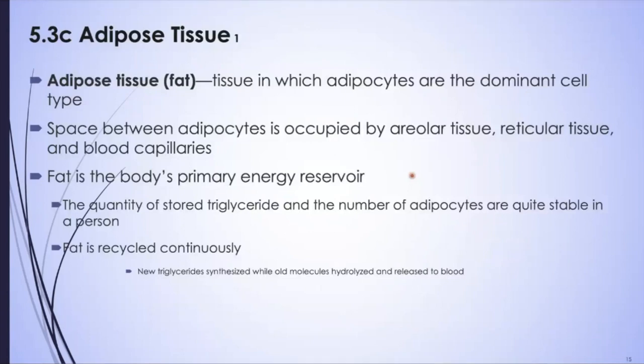Moving on to your adipose tissue. I've got a deep respect for adipose tissue. Your adipose tissue is going to be composed primarily of adipocytes. Anytime you see "cyte," that means cell, okay? So they're essentially, quote, fat cells. There's going to be space between those adipocytes. That space is going to be occupied by areolar tissue, reticular tissue, and blood capillaries.